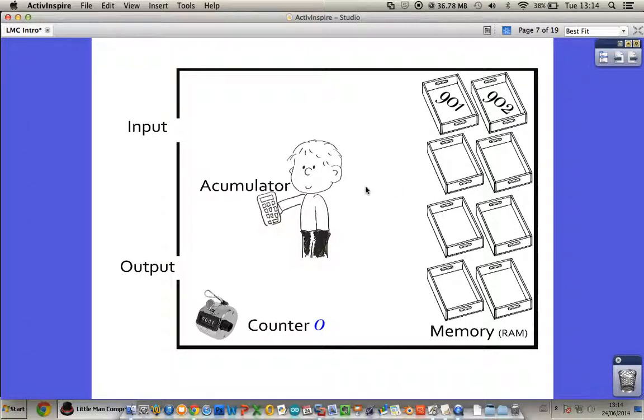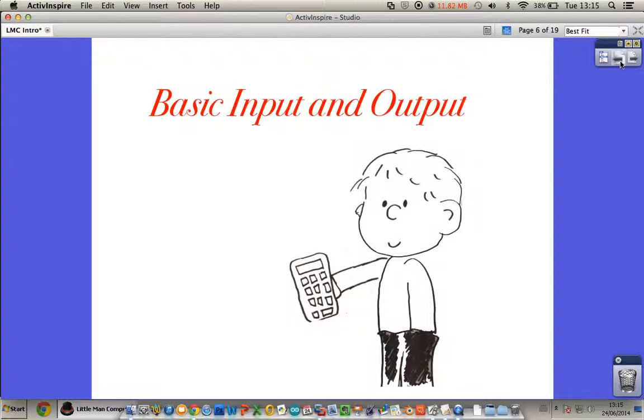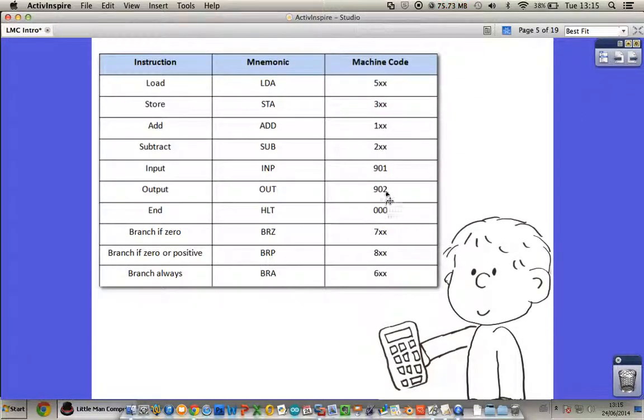So I have my little man computer here. My counter has been set to 0, and I have two instructions waiting in my baskets. I have an instruction 901 and an instruction 902. And if we go back very quickly, 901 is the machine code for an input, 902 is the machine code for an output.